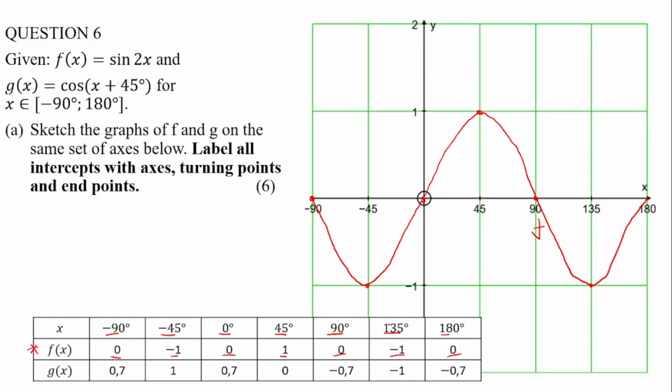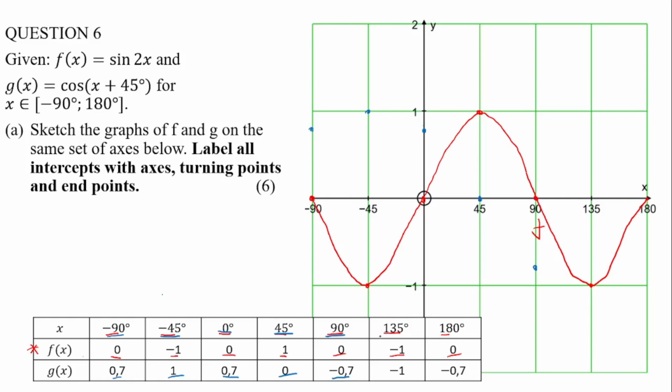And then let's sketch g(x). At negative 90, g(x) is at 0.7, so it should be somewhere here. At negative 45, g(x) is at 1, so it should be here. At 0, g(x) is 0.7, so it should be somewhere there. At 45 degrees, g(x) is 0, somewhere here. And then at 90, g(x) is negative 0.7, so it should be somewhere here.